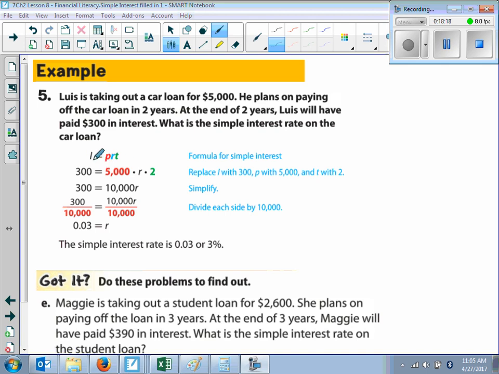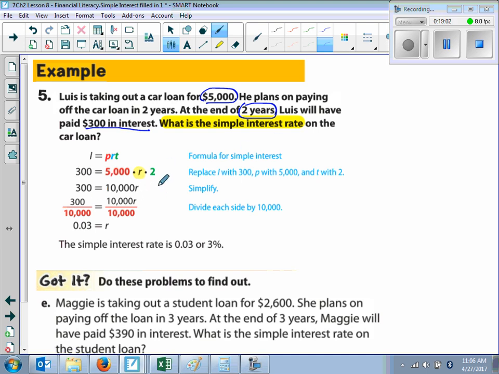So here, we're still going to start with our formula. Interest is equal to PRT. They tell us that the interest that he earned was $300, so there's the I. The principal amount is $5,000, so there's the principal, that's the P. The interest rate is what we're looking for. What is the simple interest rate? That's what we're looking for, so that's my unknown variable. And we're talking about a 2-year time limit here.